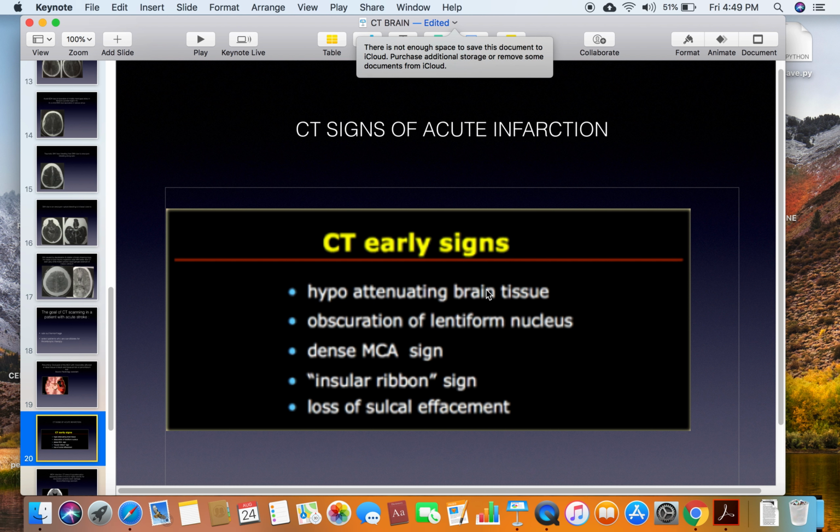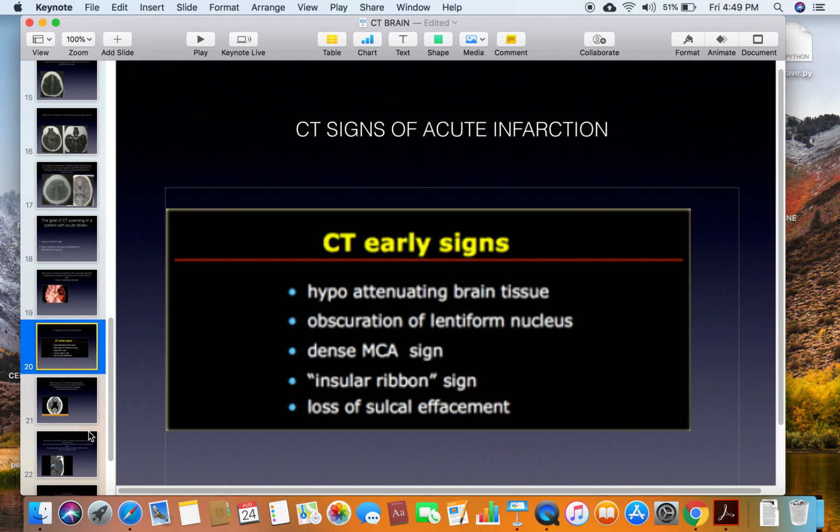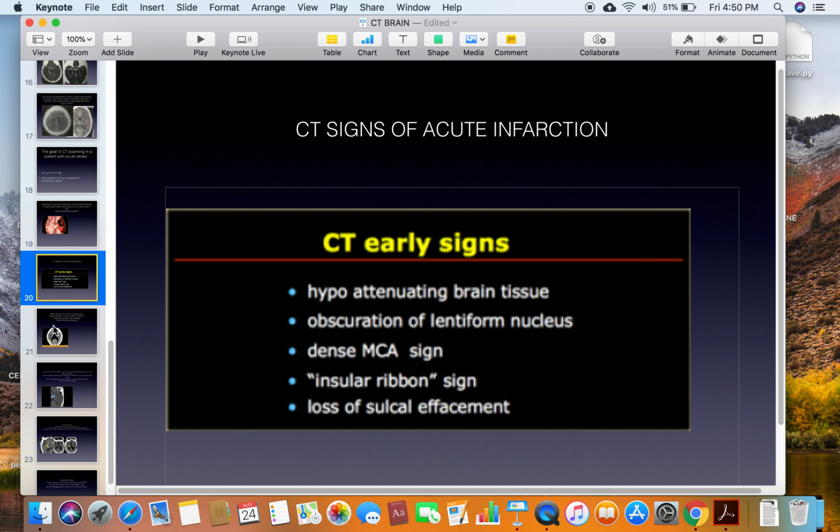Now, CT scan is somewhat limited, and diffusion weighted imaging, which is a part of the MRI of the brain, is highly sensitive and specific for diagnosis of an acute infarction. But CT scan does show some findings which go along with a diagnosis of acute infarction. These include hypoattenuation of the brain tissue, obscuration of the lentiform nucleus, a sign called dense MCA sign, a sign called insular ribbon sign, and then loss of sulci or effacement of the sulci. So I'm going to show you some of the examples.